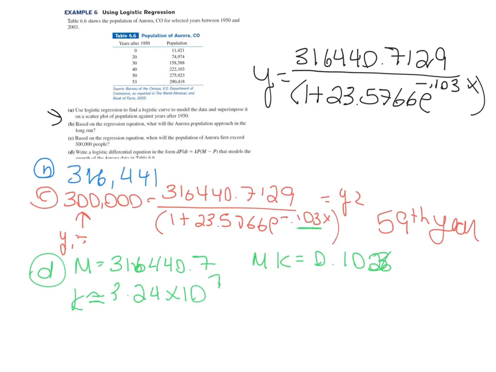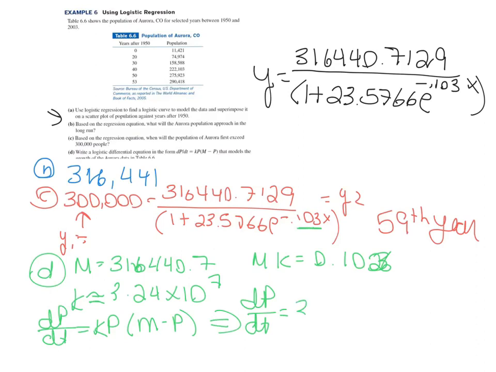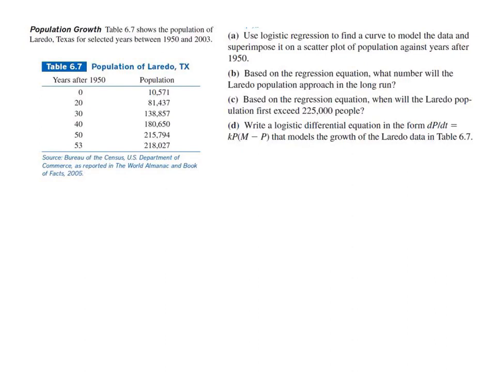So now if we just plug all of this into that original equation of dP over dt is equal to Kp times M minus P, what we'll end up with is that dP over dt is going to be equal to 3.24 times 10 to the 7th P times the same thing, 3.24 times 10 to the 7th minus P. And you're done.